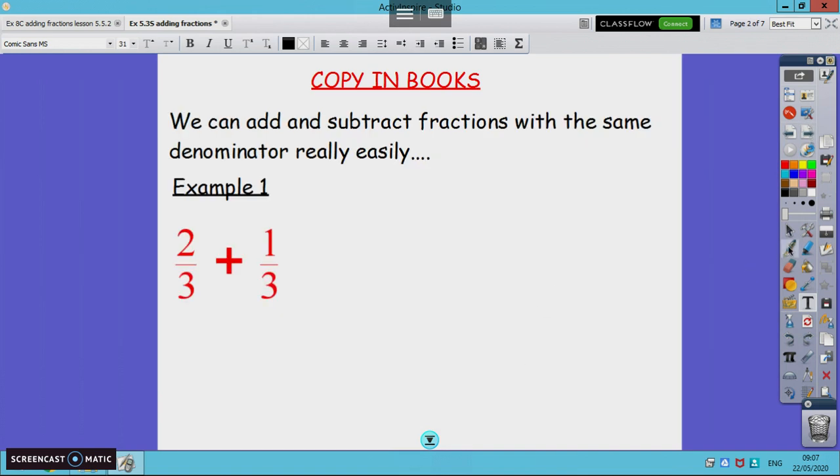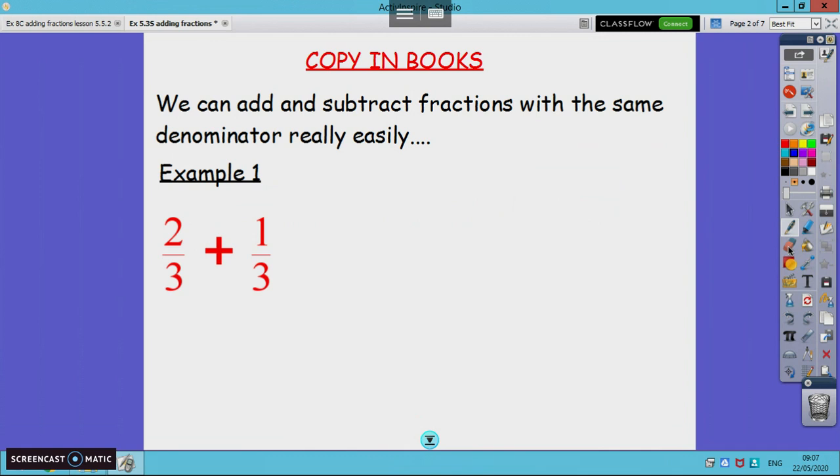So here's your first example. You'll see here, it says we can add and subtract fractions with the same denominator really easily. That's because it makes it easier when they have the same denominator. So say we've got 2/3 add a third. I've got 2 of something and I add 1 of something, so of the same thing, basically. It's the same denominator, so it's the same thing that we're adding.